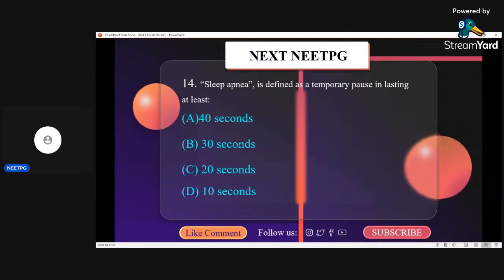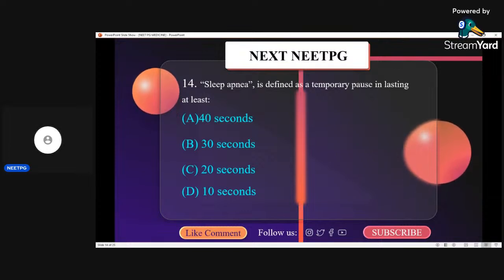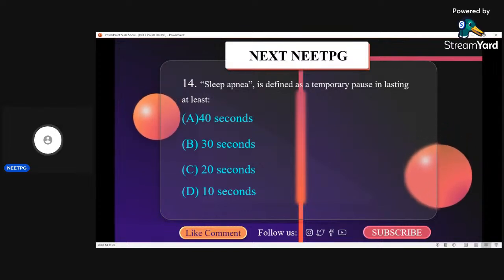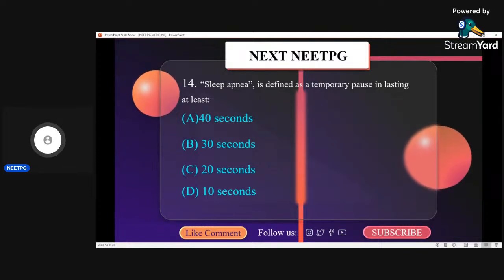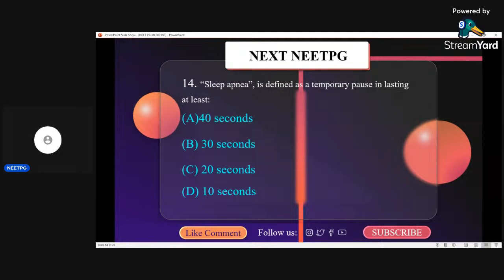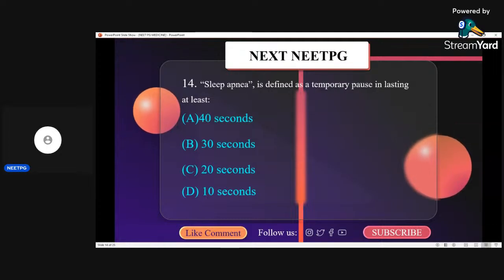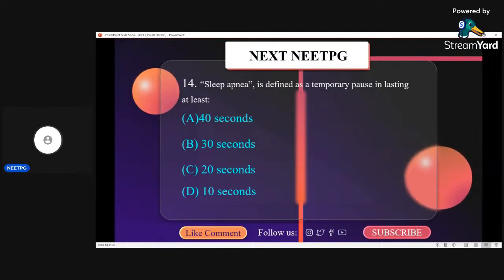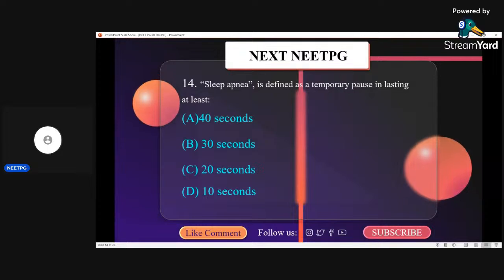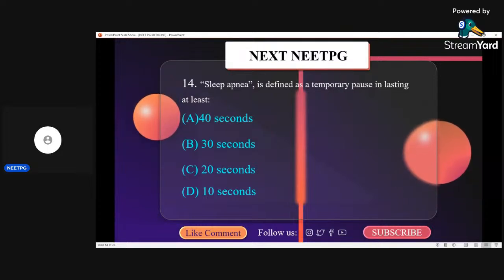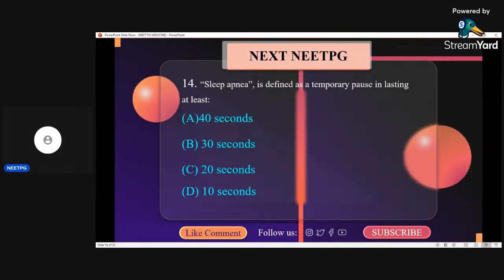D. 10 seconds. Now apnea is of three types. Obstructive apnea: there is no airflow at nose or mouth, but there are persistent respiratory efforts. Central apnea: there is no airflow at the nose or mouth, as well as no respiratory effort. Mixed apnea: there is a mixture of central and obstructive apnea features. So the correct option here is D, 10 seconds.